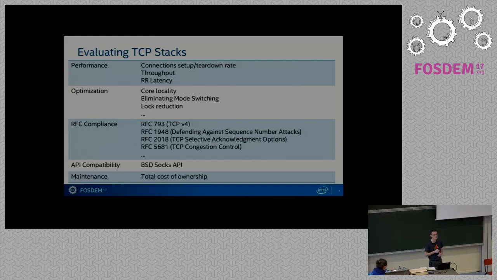Also, the total cost of ownership. If I'm using a BSD stack or a NetBSD stack or a Linux stack on top of DPDK or NetMap, then as security problems emerge upstream, I get CVE patches, I get performance fixes, I get maintenance. The stack is maintained. So it's a relatively attractive way to implement a user space TCP stack.